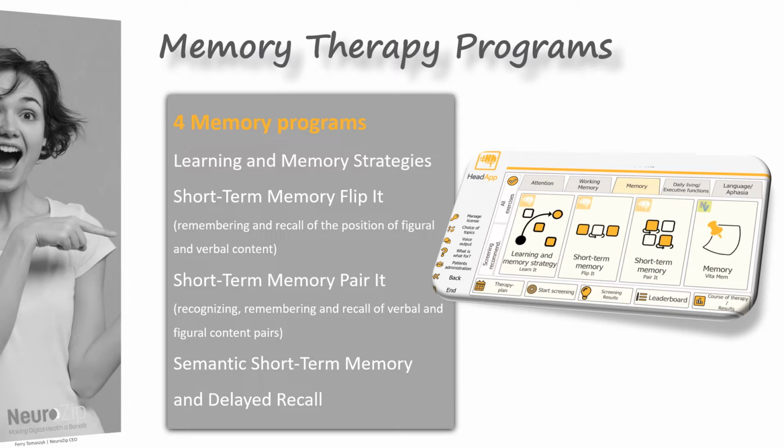The short-term memory training Flip-It aims to memorize and recall the position of figural and verbal content. 5 modalities are included: image-image, image-word, word-image, word-word, and a mix of all tasks. The third program, Pair It, trains recognizing, remembering, and retrieving of verbal and/or figural content pairs. Additionally, an auditive mode is available. The memory training VitaMem trains semantic, short-term memory, and delayed recall.